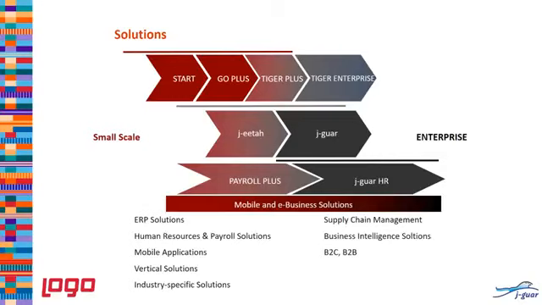First line is the Delphi line of products. Second line is the Java ERP products. Third line is the Java HR products and Delphi HR products. And thirdly, it is mobile and electronic business solutions that we have, which is divided into many subcategories below. So as you can see, we have a wide range of solutions, but what we will be focusing on through this presentation is going to be j-guar and Jita, which is the Java line of solutions that we have.